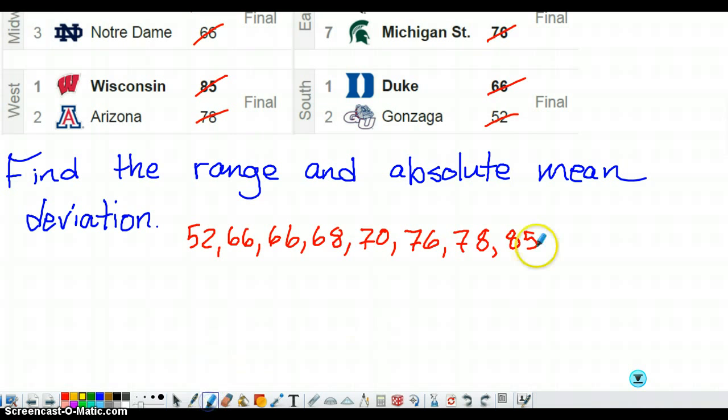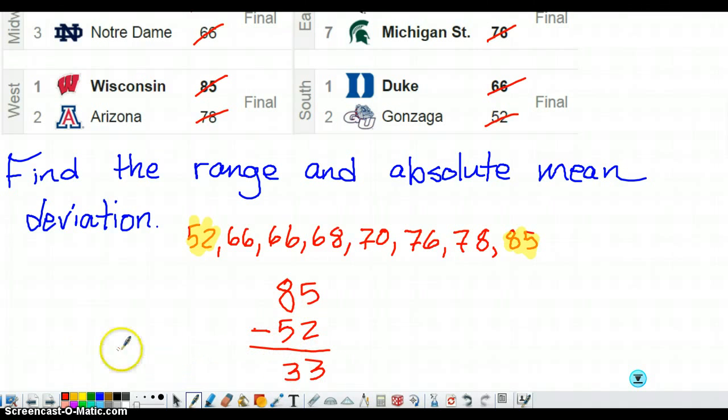Alright, and so hopefully you guys were able to see that 85 was our greatest value and 52 was our least value. So if I do 85 minus 52, 5 minus 2 is 3, and 8 minus 5 is 3. So my range equals 33, because that is the distance from here down here with the least and the greatest.